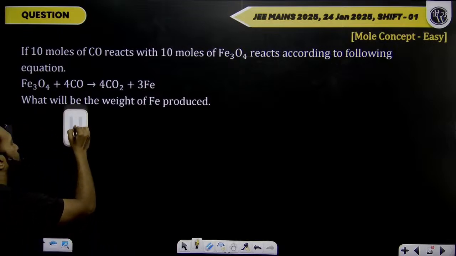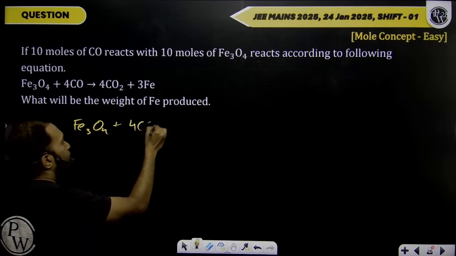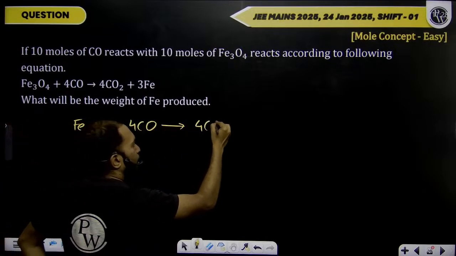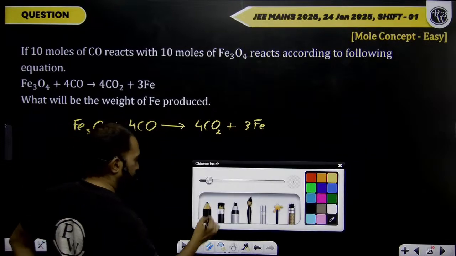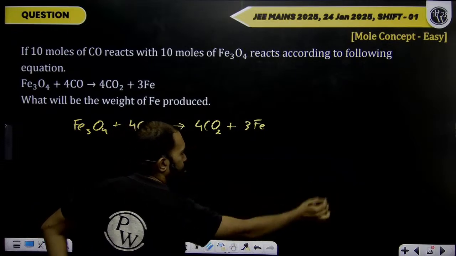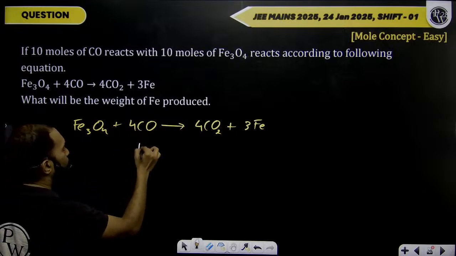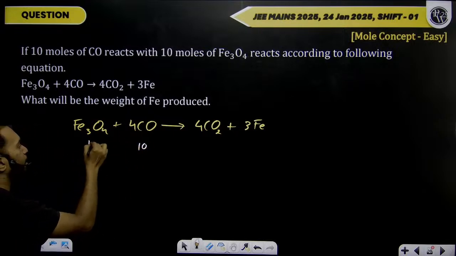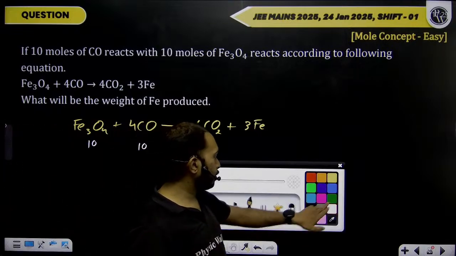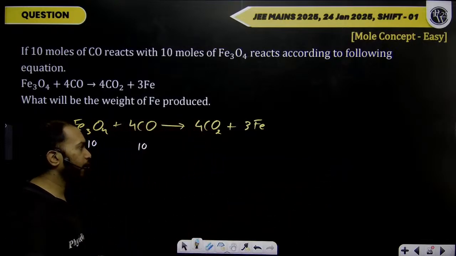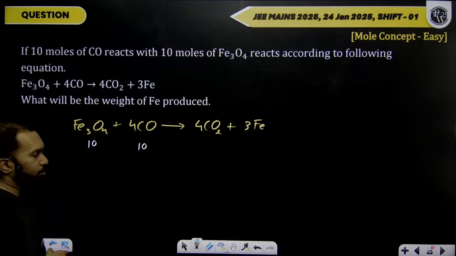Okay, it's a very simple question. Fe3O4 plus 4 times CO is giving you 4 times carbon dioxide plus 3 times Fe. This is the balanced reaction. Initially, what is the data that we have over here? How much CO is taken initially? 10 moles. How much Fe3O4 is taken initially? 10 moles. The next thing, figure out the limiting reagent. Which one is the limiting reagent? Logically, it's quite common sense that the limiting reagent is carbon monoxide.